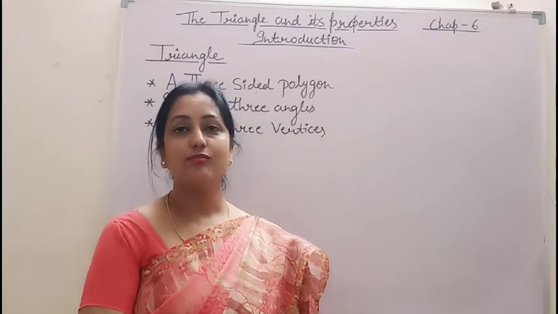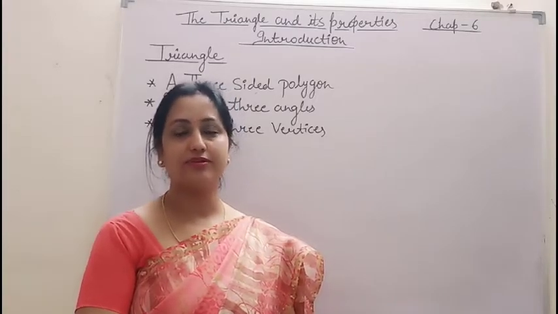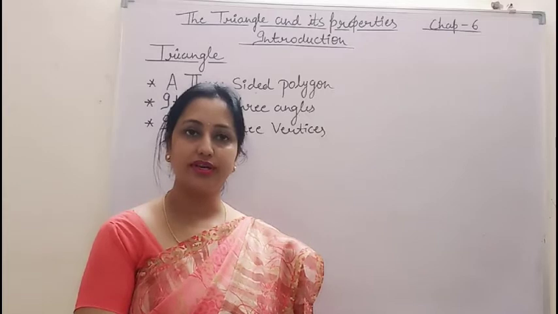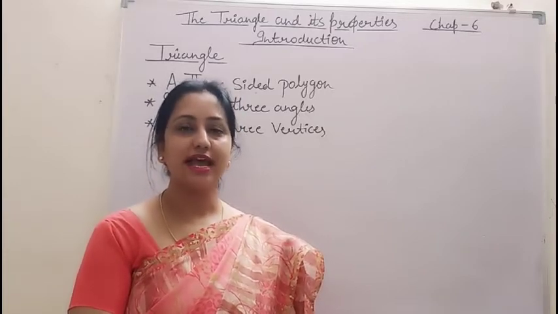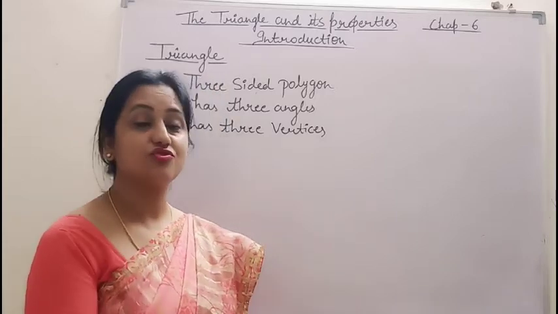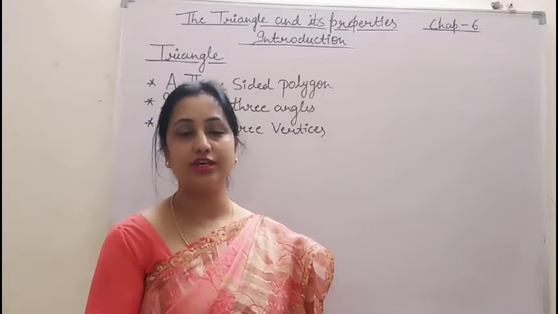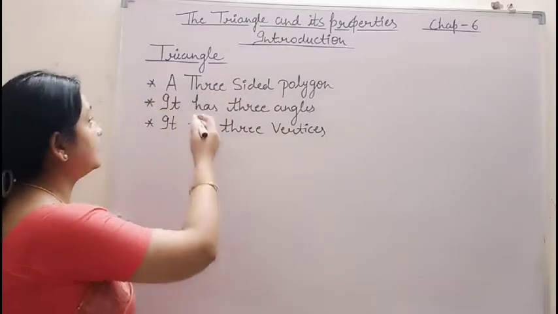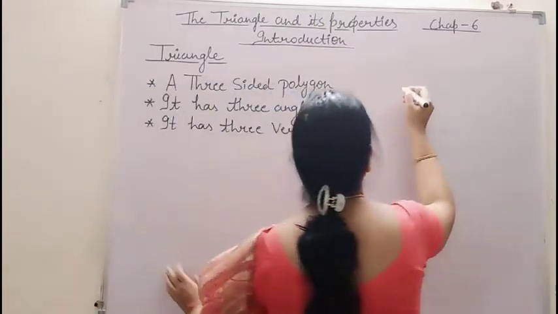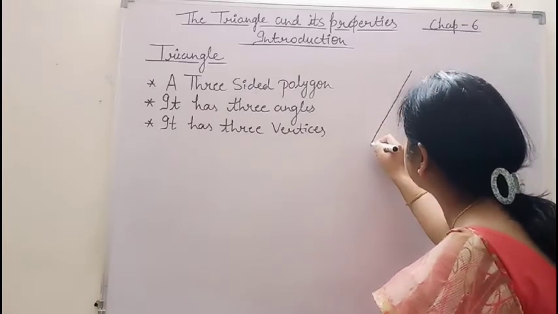Students, today I am going to introduce you to the chapter Triangles and Its Properties, which will help you to solve the exercise questions. Students, as you can see, the chapter name is Triangles and Its Properties. So first I will talk about the triangle. A triangle is a closed curve which is made up of three line segments.